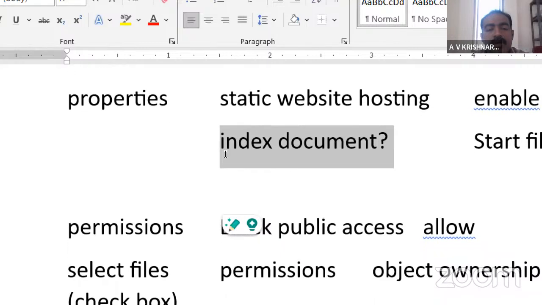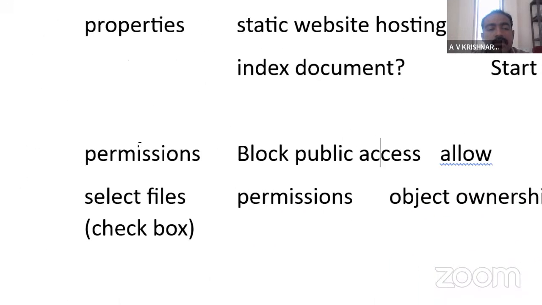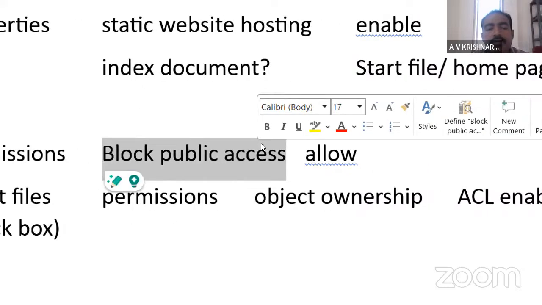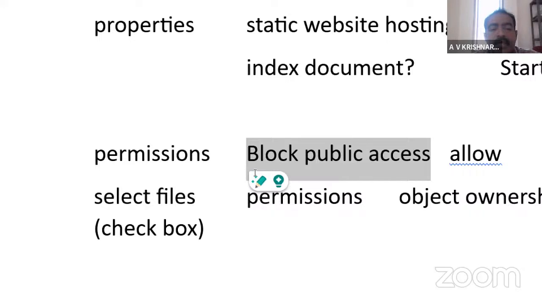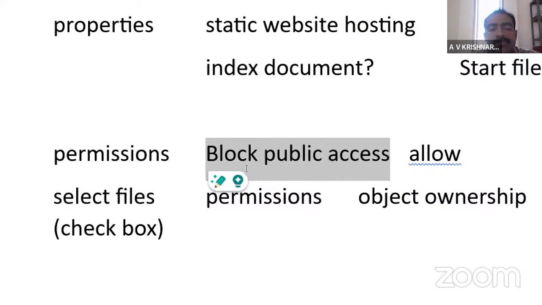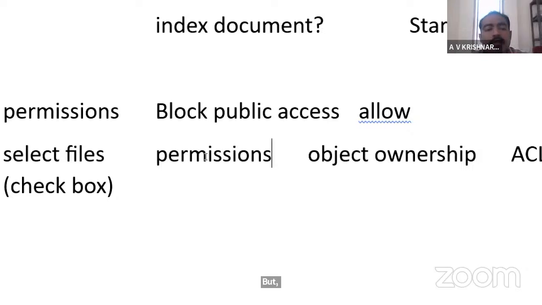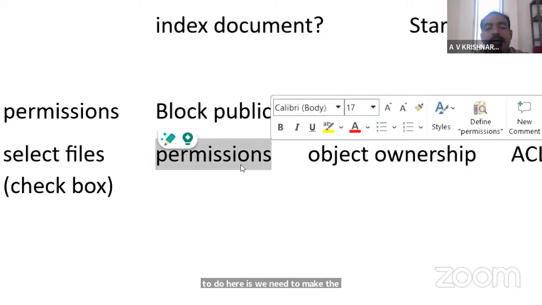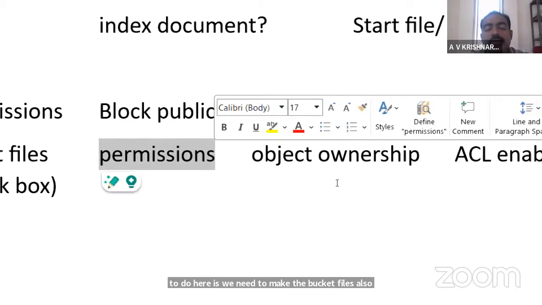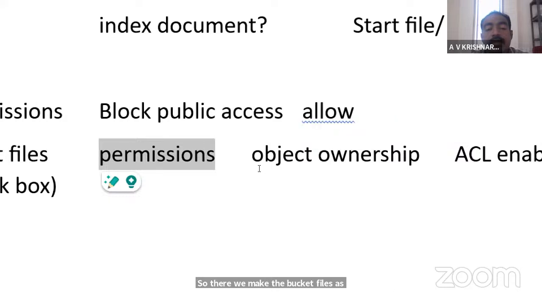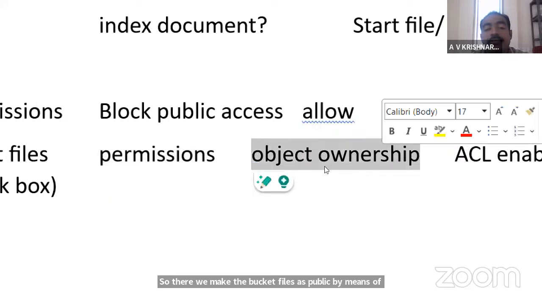And in the next step, inside the bucket, you can see permissions. In the bucket permissions, you need to set this property. There is a property called block public access. You need to allow this one. And the next thing we need to do here is make the bucket files also public. So there we make the bucket files public by means of using the object ownership in the permissions.